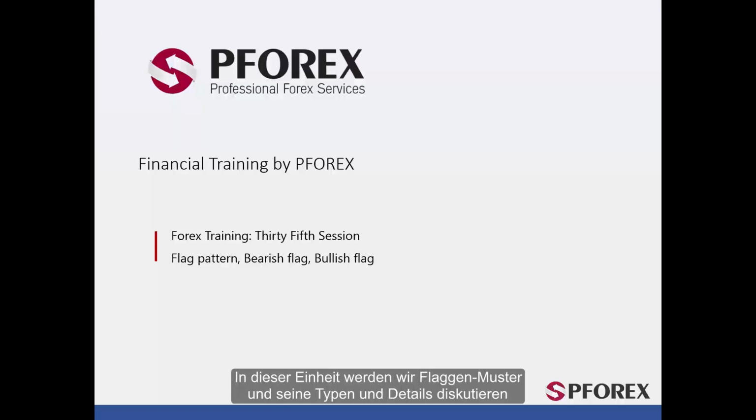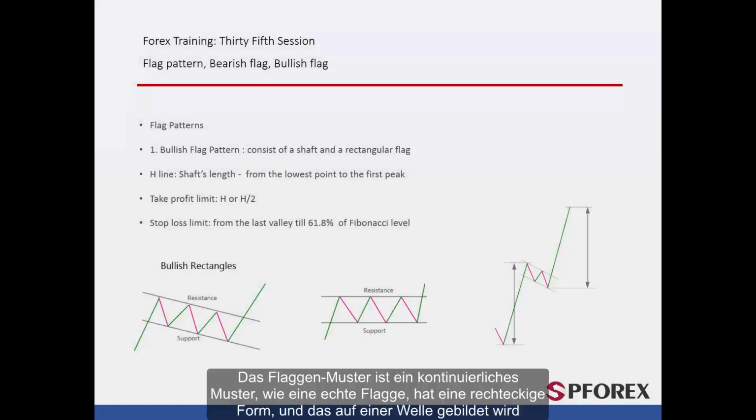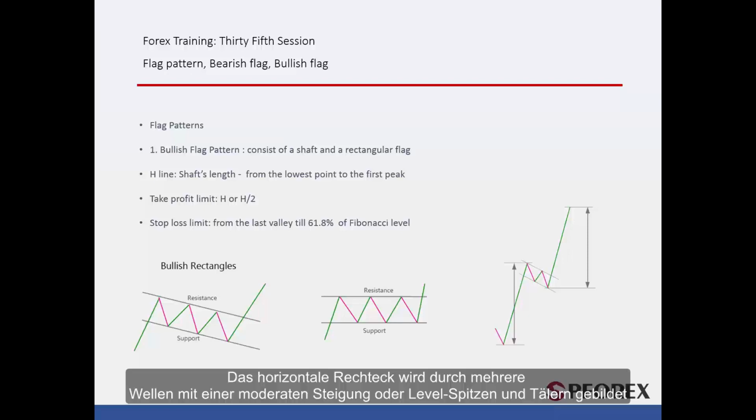In this session, flag patterns, their types and details will be discussed. Flag patterns. A flag is a continuation pattern. Like a real flag, it has a rectangular shape, which is formed on a shaft. The horizontal rectangle is formed by several waves with a moderate slope or level peaks and valleys.